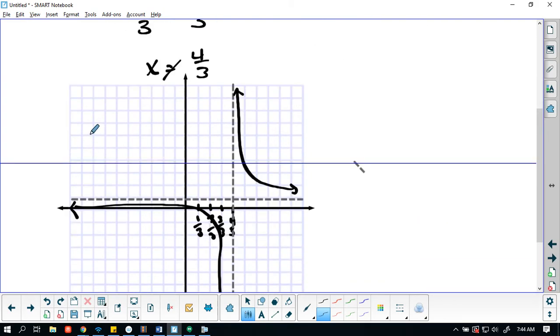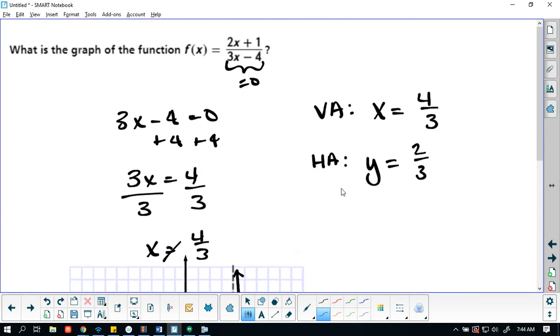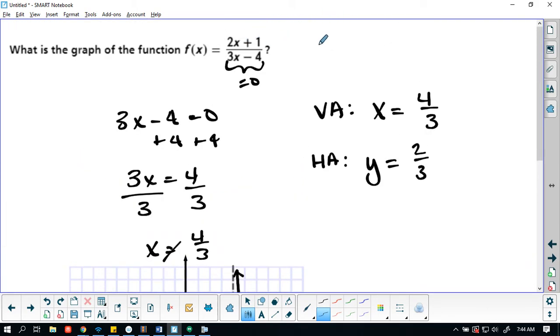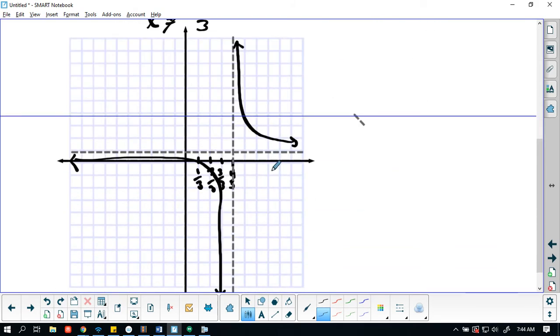And again, to be more accurate, you could plot the points by substituting x values in. So when x is equal to 0, this is -1/4. So here we should be at -1/4, like here, or like that. So I would plug in and plot the points.